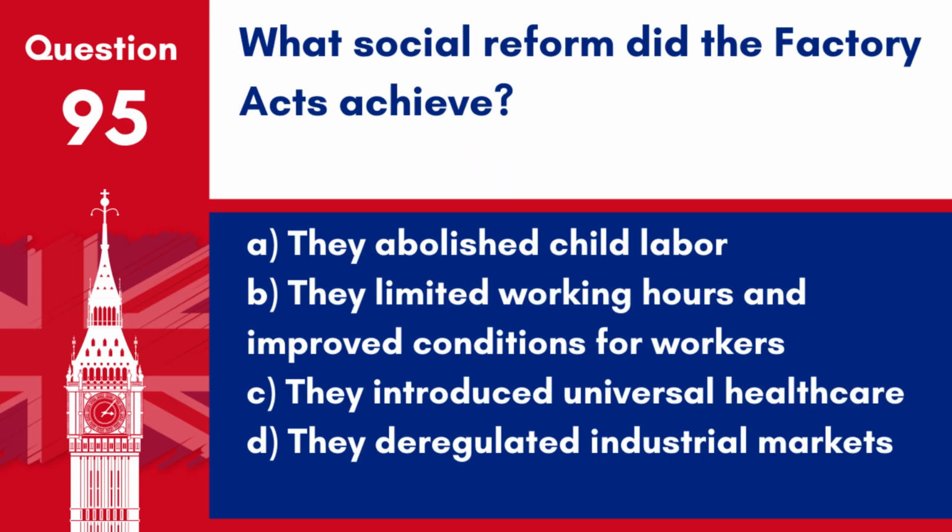Question 95. What social reform did the Factory Acts achieve? A. They abolished child labour. B. They limited working hours and improved conditions for workers. C. They introduced universal health care. D. They deregulated industrial markets. Answer B. They limited working hours and improved conditions for workers. The Factory Acts were a series of laws passed in the 19th century aimed at improving working conditions, particularly by regulating the working hours and the employment of children in factories.